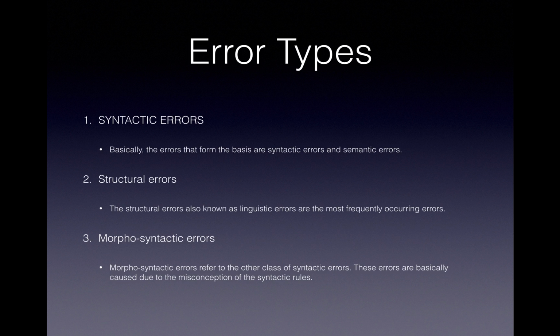And then let's talk about error types. We normally have three kinds of errors. First is the syntactic errors. Basically, these errors form the basis of the syntactic errors and semantic errors. Secondly, the structural errors, also known as linguistic errors. Linguistic errors are also the most frequently occurring errors. Thirdly, we have the morphosyntactic errors. Morphosyntactic errors refer to another class of syntactic errors. These errors are basically caused by a misconception of the syntactic rules.